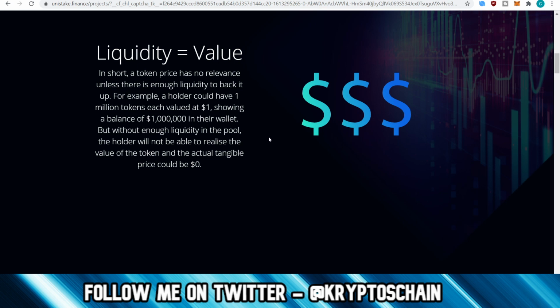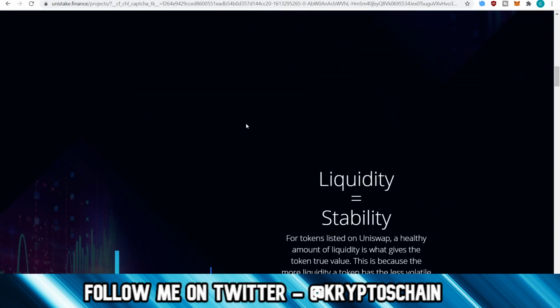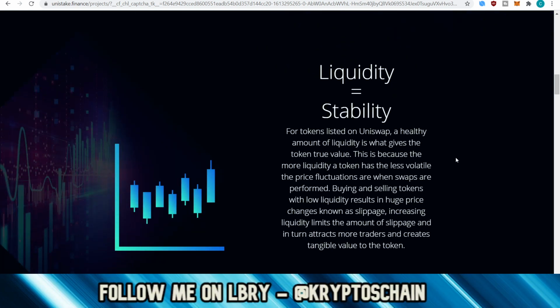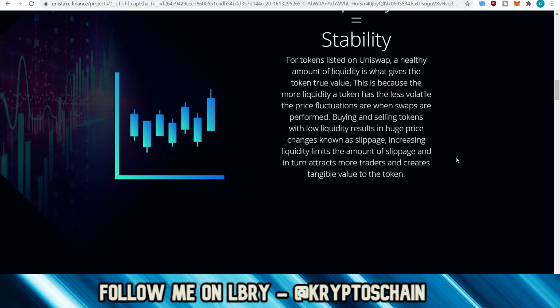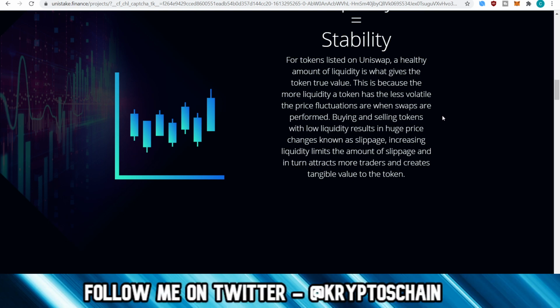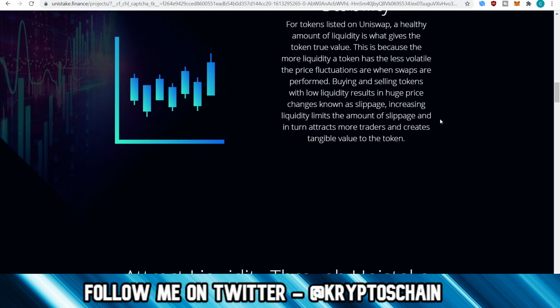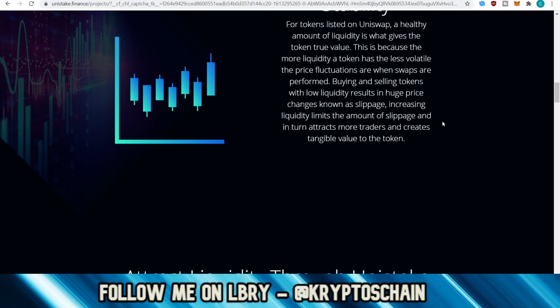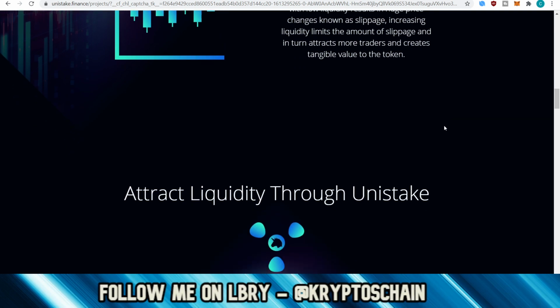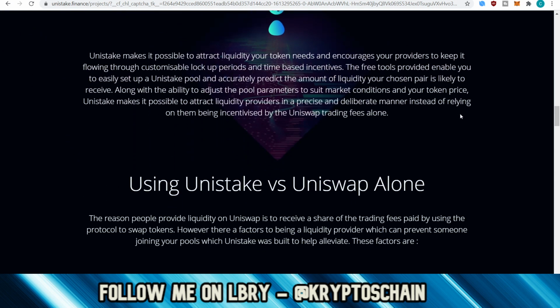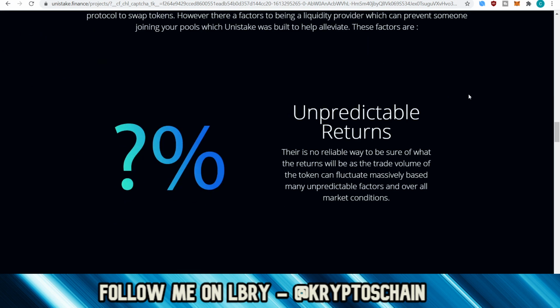And that's true, because if somebody was to sell a lot of it, then it would drive the price down, so they're not actually worth 1 million. Hence why we need liquidity, right? So liquidity equals stability, and this couldn't be more right. Now, for tokens listed on Uniswap, a healthy amount of liquidity is what gives the token true value. This is because the more liquidity a token has, the less volatile the price fluctuations are when swaps are performed. Buying and selling tokens with low liquidity results in huge price changes known as slippage. Increasing liquidity limits the amount of slippage and in turn attracts more traders and creates tangible value to the token. So of course, they're basically reiterating here how they're attracting liquidity.